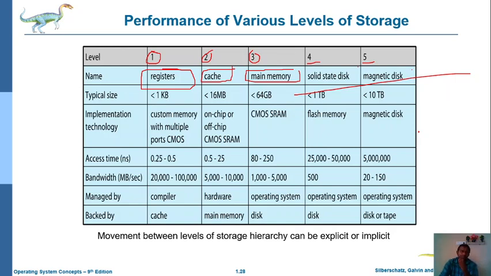So here, whenever we are using the register memory, now check out their details in vertical manner. So these all details belong to the register memory. These all details belong to the cache. These all details belong to the main memory. These all details belong to the SSD. These all belong to the magnetic disk.